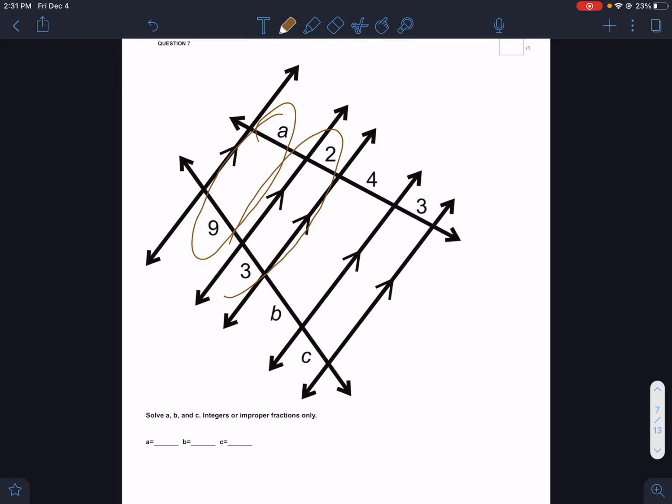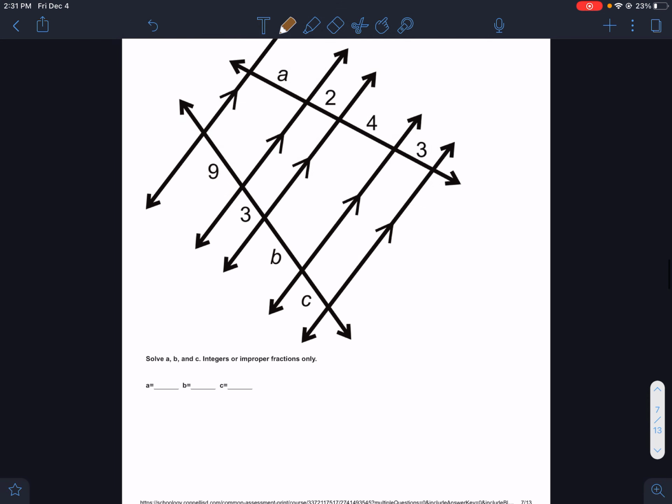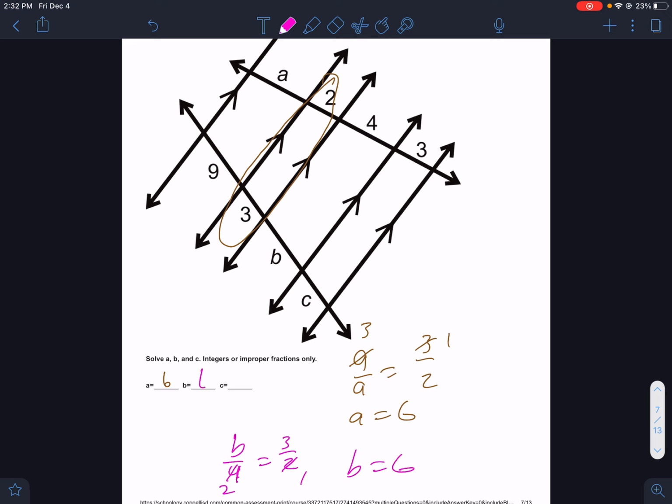Every single section has to have the same ratio. Every single section. So we just go through, here we have a complete set. So 9 over A equals 3 over 2. So 3 and 9 reduce to 1 and 3. So A equals 6. Got it. We're going to use 3 over 2 every time. B over 4 equals 3 over 2. 2 and 4 reduces to 1/2. So B equals 6. Got it.